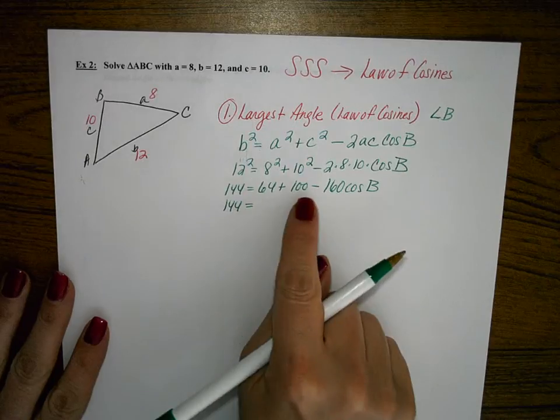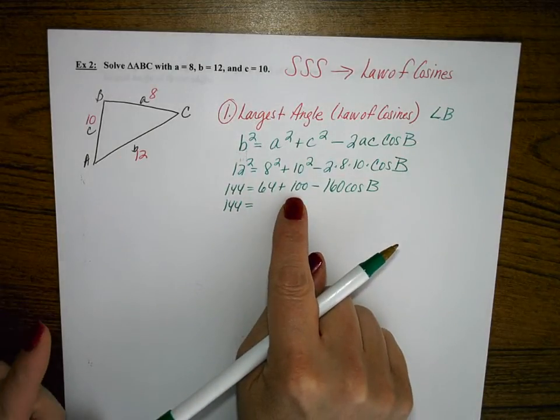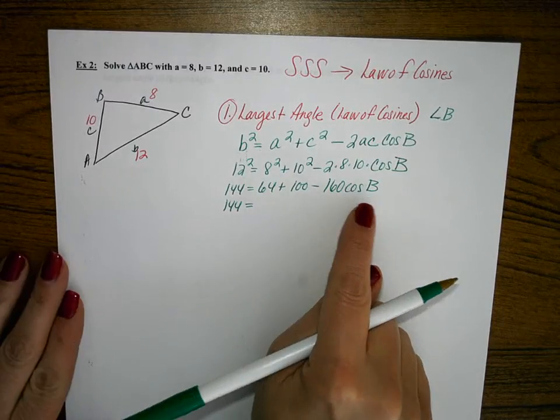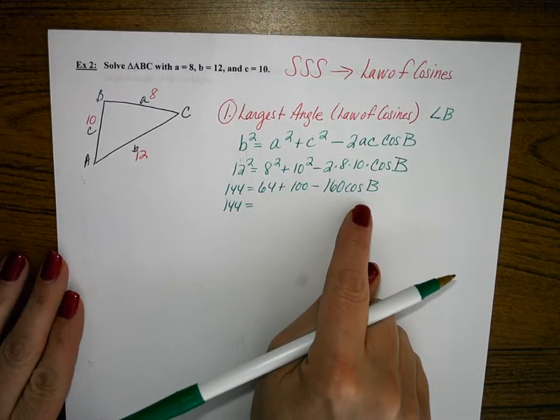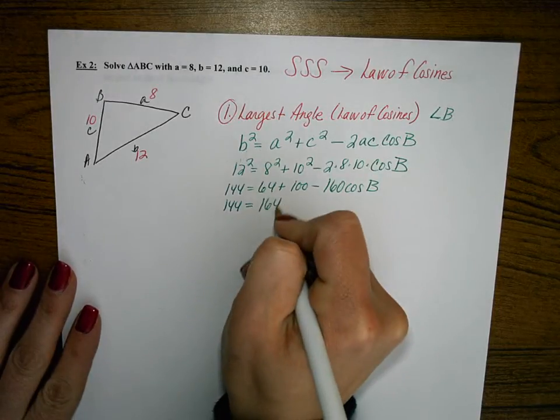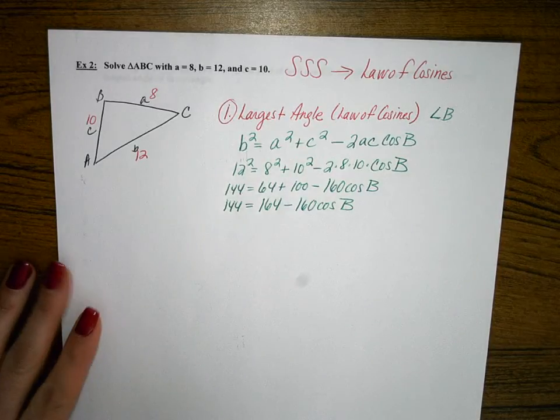Okay, so I have 64 plus 100. What is 64 plus 100? 164. Do I subtract 160 from that? No, that 160 is attached to that cosine of B. I cannot combine those like terms. So 64 together with 100 is 164. Subtract 160 cosine of angle B.